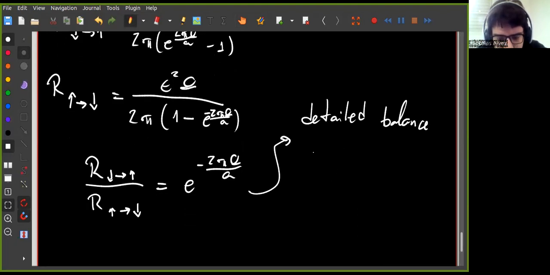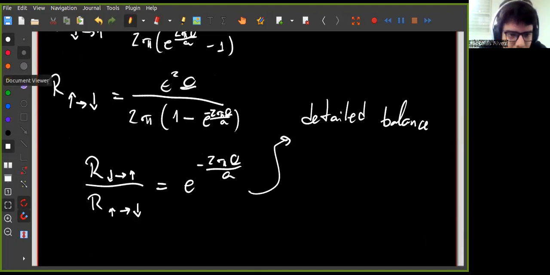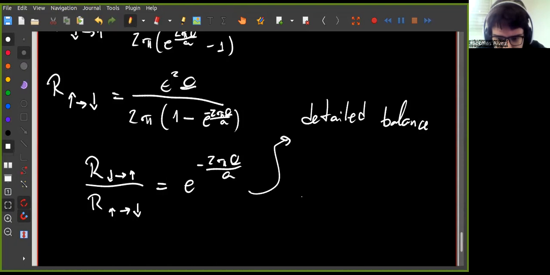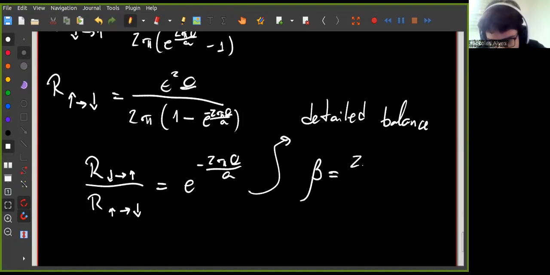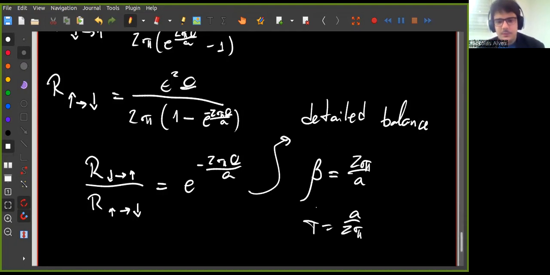Which is a hallmark of a system in thermal equilibrium. So it gives us a thermal equilibrium at beta equals 2 pi over A, or T equals A over 2 pi. So this is another way to get to the Unruh effect.